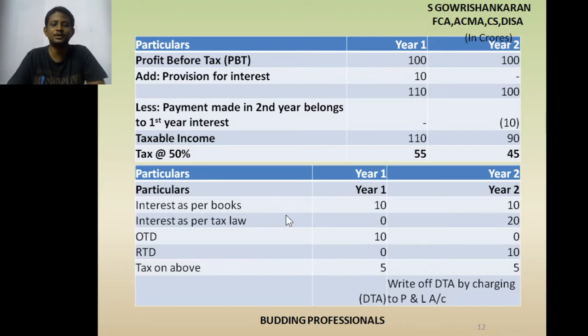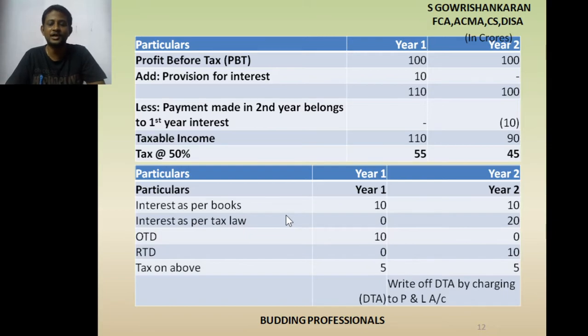Interest as per books is 10 crore. Interest as per tax law is 0, because it is disallowed in the first year. So OTD, originating timing difference. This is called originating timing difference, the initiation, the beginning. First year impact 10 crore. Because this interest is not paid in the present year, it is not considered as an expense in the present year, my taxable income will be more in the present year. I will pay more tax in the first year and I will pay less tax in the second year.